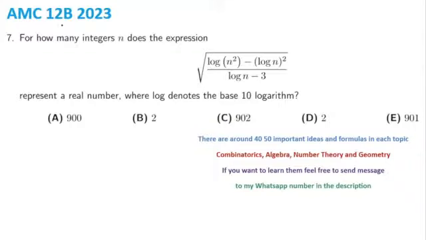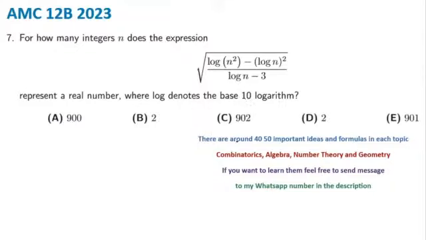AMC 12B 2023 problem 7. For how many integers n does the expression square root of (log(n squared) minus (log n) squared) over (log n minus 3) represent a real number, where log denotes the base 10 logarithm?